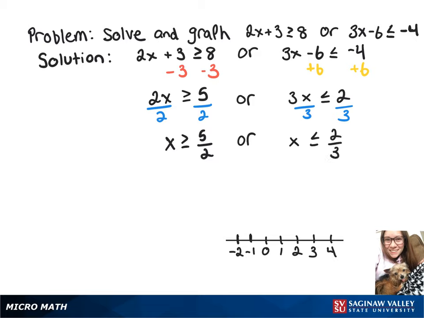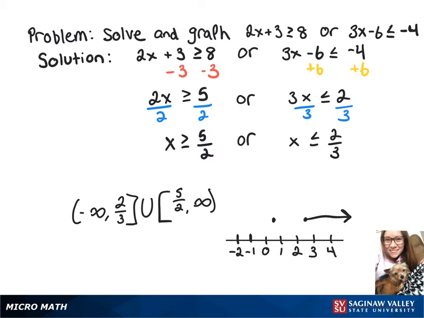So for our interval, we're going to have a parenthesis, negative infinity, comma, 2/3 with a bracket, and then union, another bracket, 5/2, comma, infinity with a parenthesis. And then on our graph here, we're going to go right about where 2/3 is at, right about where 5/2 is at, arrow up to infinity, arrow down to negative infinity.